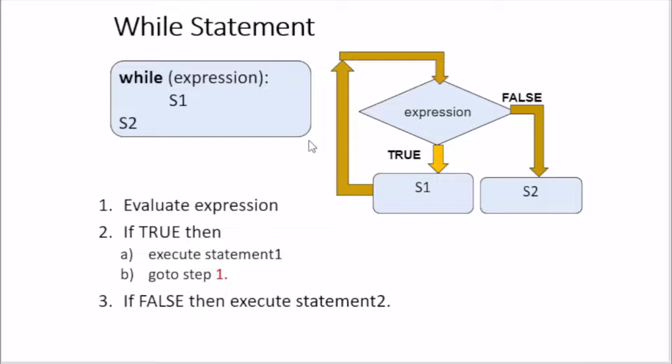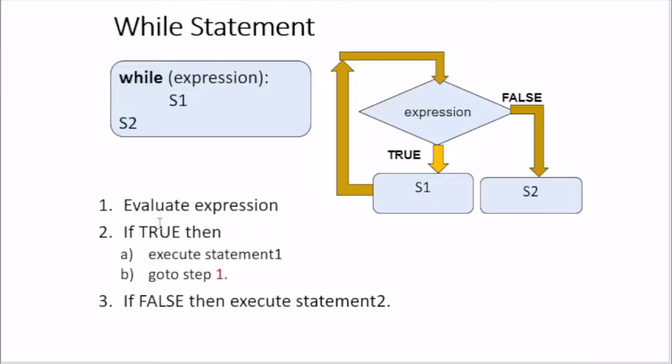Now, how does it work? First, it is going to evaluate the expression, and if the expression is true, then it is going to execute S1, the statements written inside the while statement. If the expression is false, it is going to execute the S2 statement. That means it comes out of the while loop.